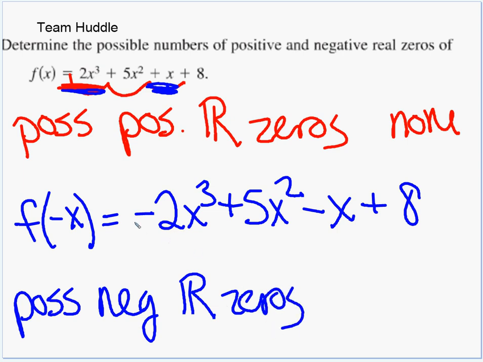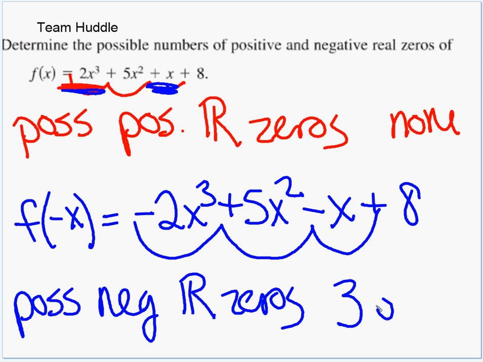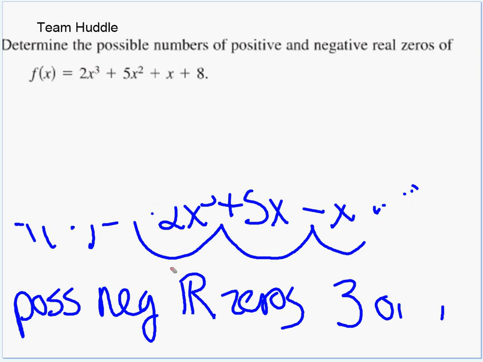See, we're starting at negative to positive. There's one sign change. There's two sign changes. There's three sign changes. So it has either 3 or it has 1. It's not going to have 2. It's not going to have 0. And those are our negative solutions.